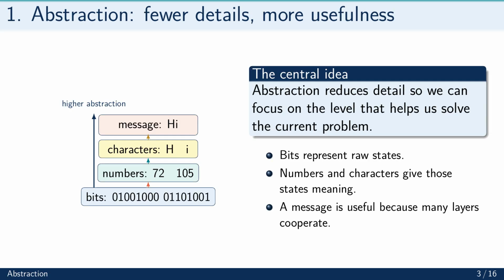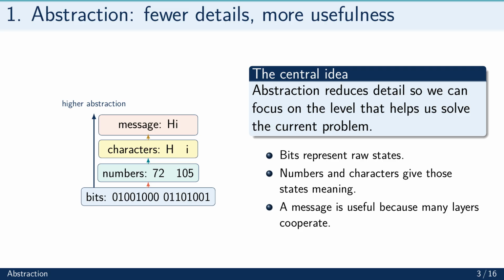Abstraction is one of the most important ideas in computing. It means reducing information and detail so that we can focus on the features relevant to the current task. The graphic on this slide shows the same information at several levels. At the bottom, the computer sees a sequence of bits. Those bits can be interpreted as numbers, and the numbers can be interpreted as characters. At a higher level, those characters form a message that makes sense to a person.